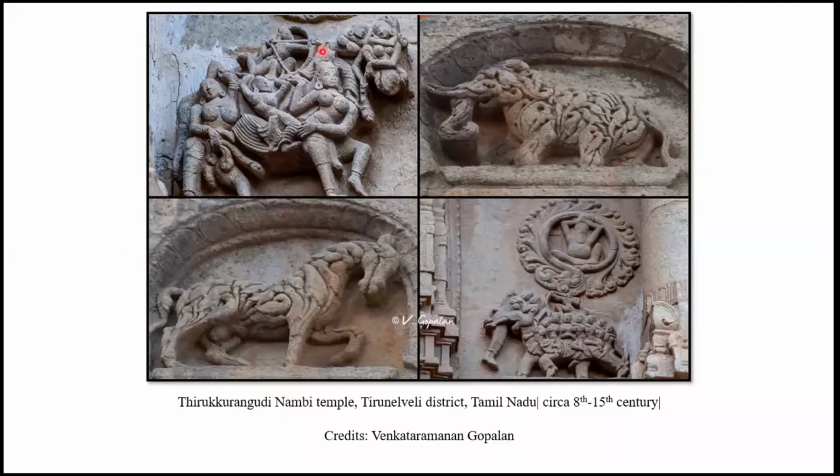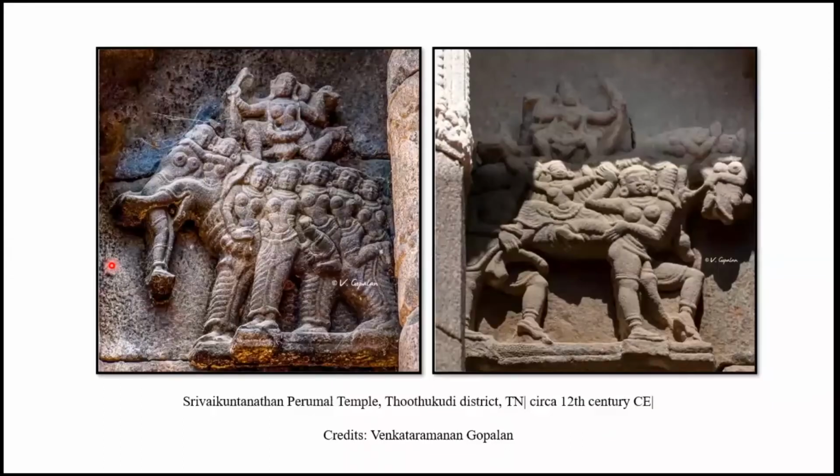Again, as you can see, the figures are placed in such a way to create the form of an animal. Another temple from Tamil Nadu, Sri Vaikunthanathan. Again, 2 examples of composite figures. This one right here, you can clearly make out there are multiple women, multiple female figures. Similar over here as well.